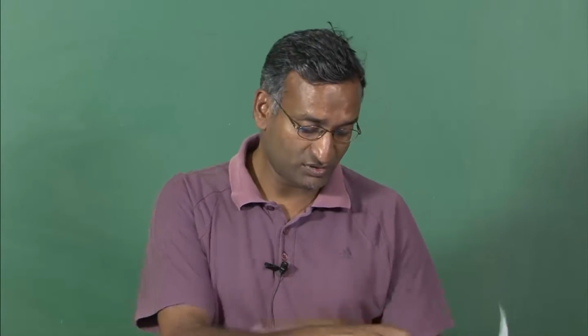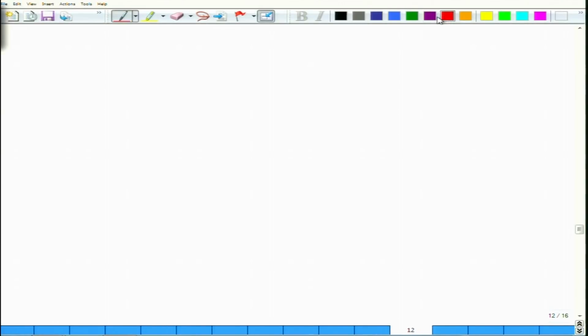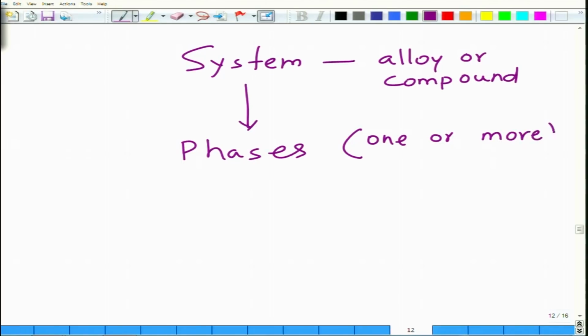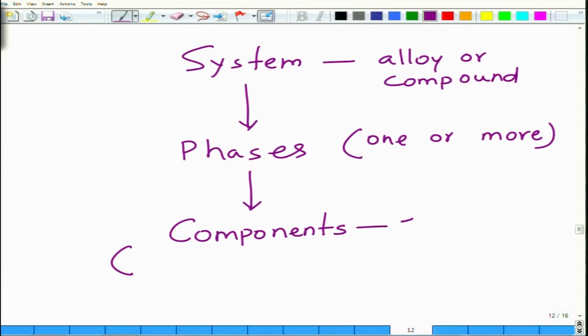So components are elements or compounds. Compounds could be in the bond form constituting the phases within a system. So basically you can say the hierarchy is you have a system, which is an alloy or compound in most cases. A system consists of phases, so you can have one or more. Each phase consists of elements or compounds, so it has what we call components. Components could be either elements or bound molecules.